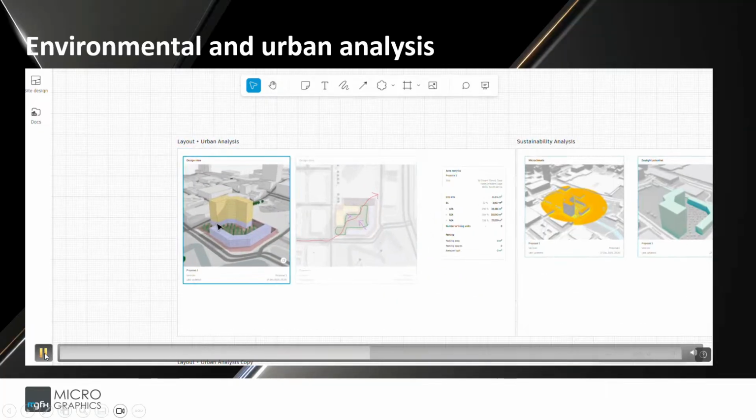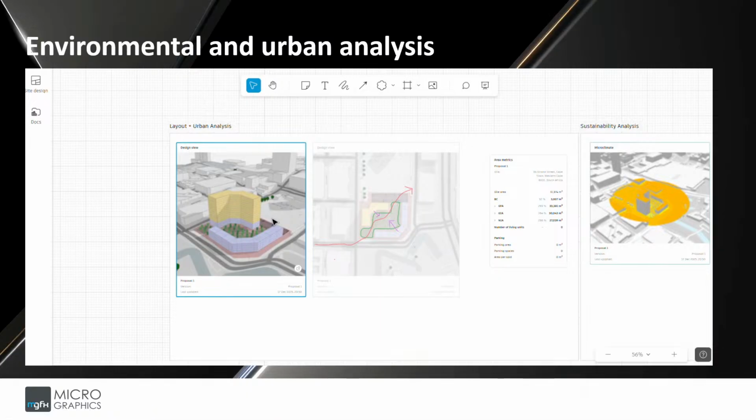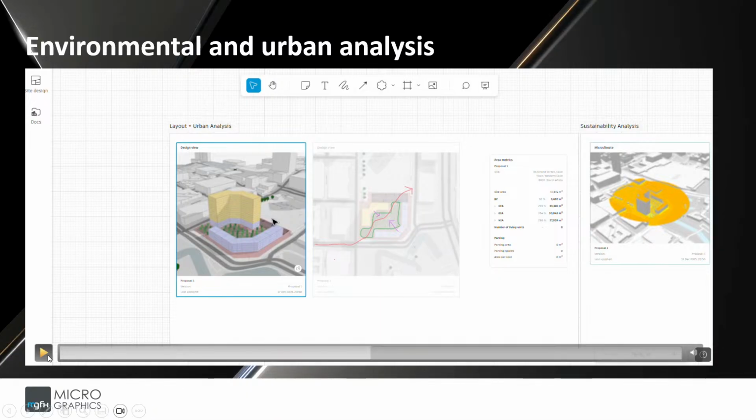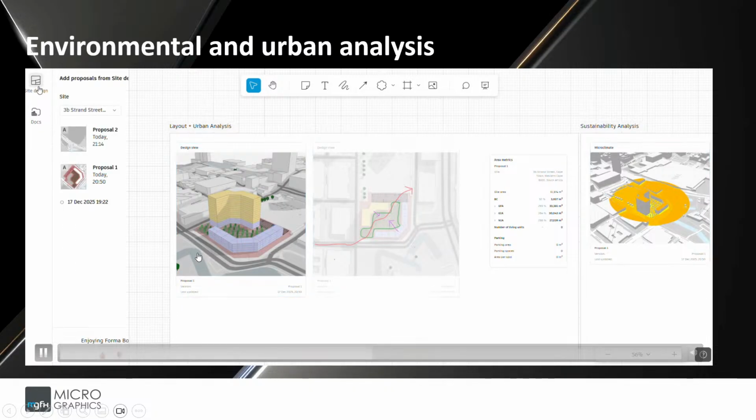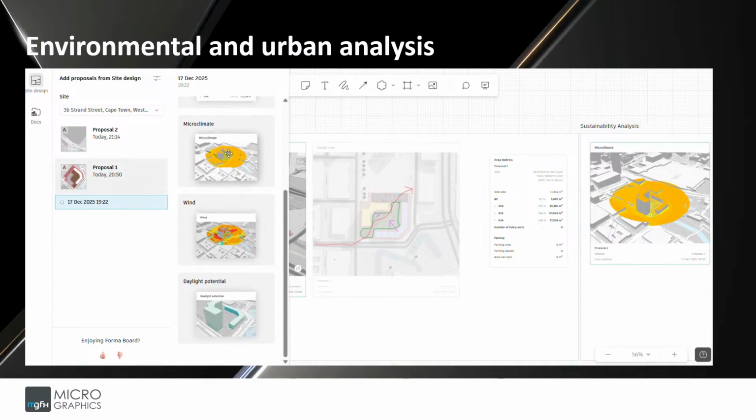Once you are done with your analysis and your design layouts, then you can take it into your layout boards. So on your layout boards, if you click on site design, I've initiated a second proposal, but I did not finish it, but that's fine. So if I go to proposal one, I can see my design view. I can see my area metrics, my microclimate, my wind, and then also my daylight potential.